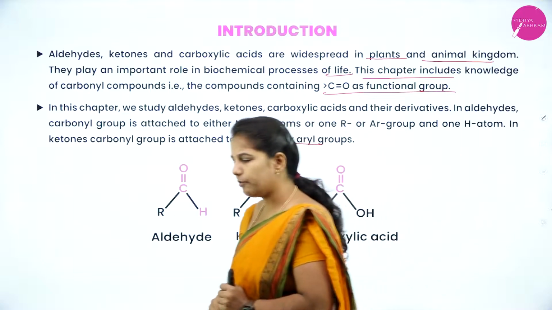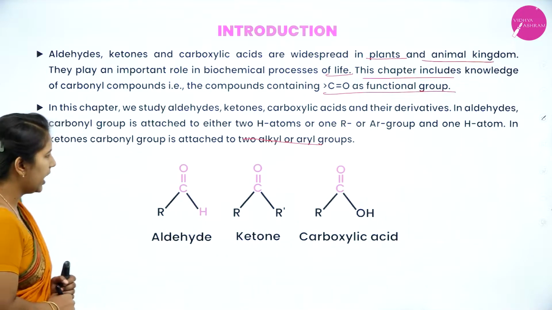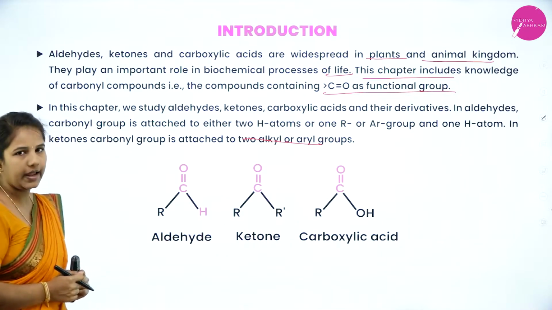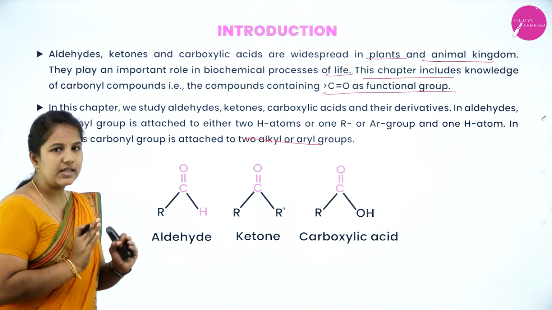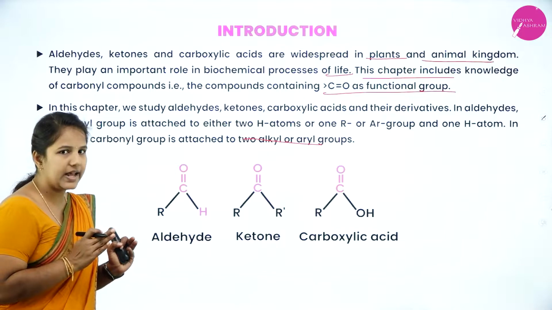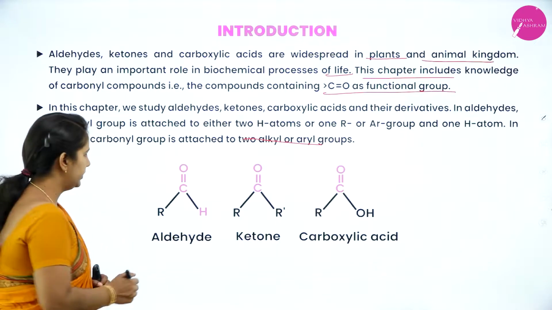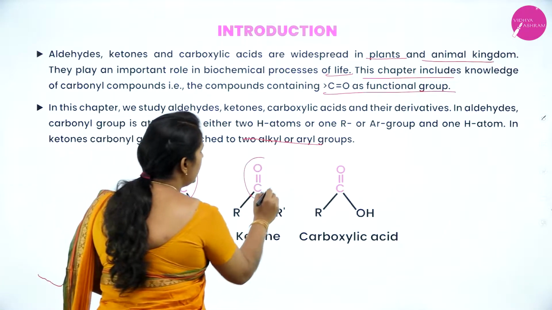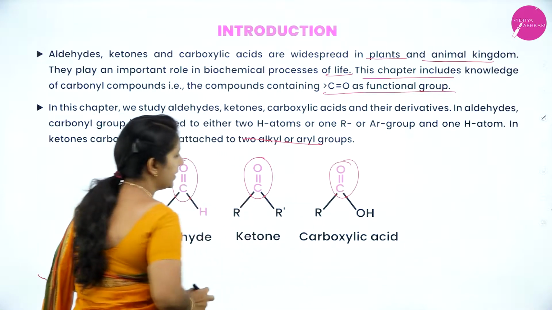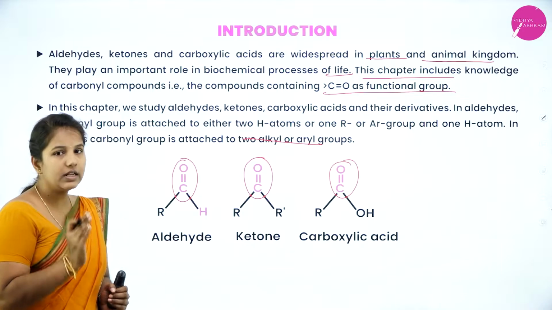So what is a carbonyl group? How do we represent a carbonyl group? You can show it with this diagram. In aldehyde, ketone and carboxylic acid, we can see that the carbonyl group acts as the main functional group, that is, the C double bond O group. You can see that the carbonyl group is mainly present in aldehydes, ketones and carboxylic acids.